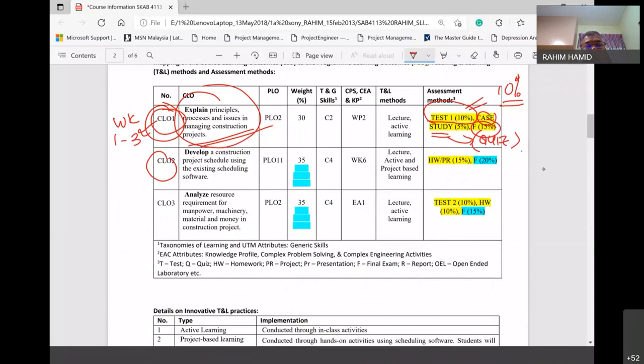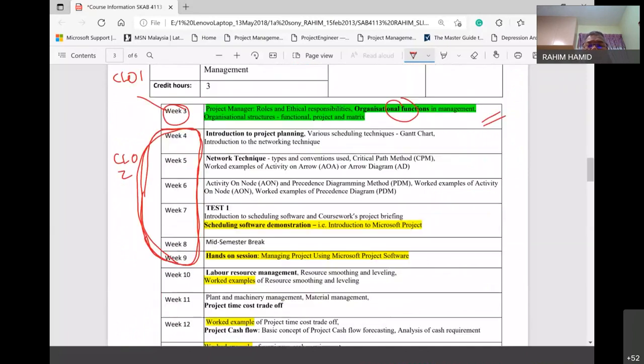Scheduling is the keyword. So you basically learn the concept first. What are the various scheduling techniques: Gantt chart, network diagram, and then we do have CPM, arrow diagram, what else? What we call activity on node diagram, PDM diagram, et cetera, et cetera. Each of the methods basically has some kind of calculation. And at the end of the day, you must be able to develop the project schedule based on whatever method that we learn. Okay, so that is a big portion because it comes with the calculation.